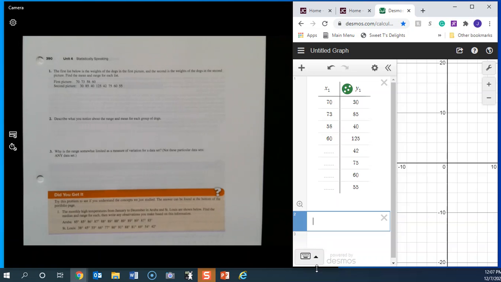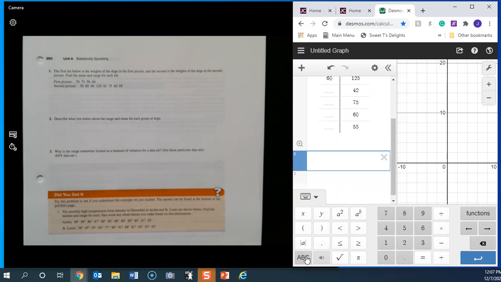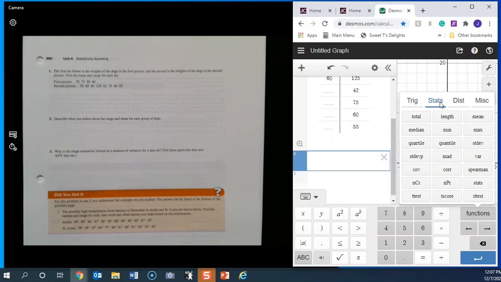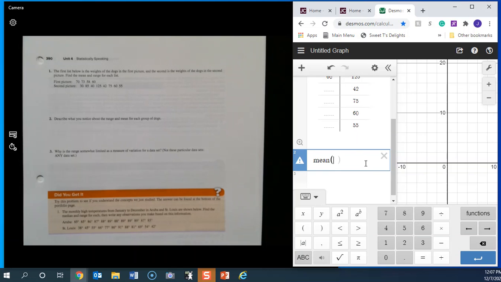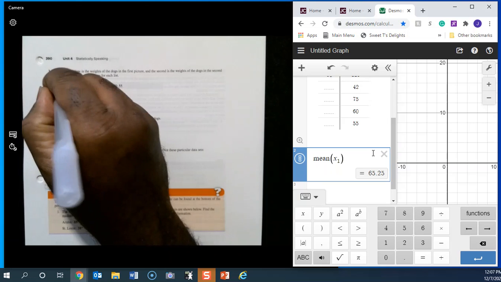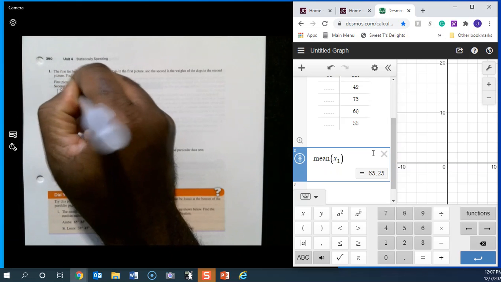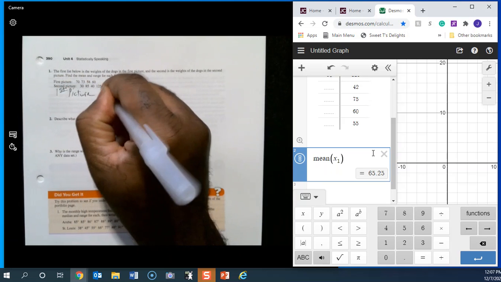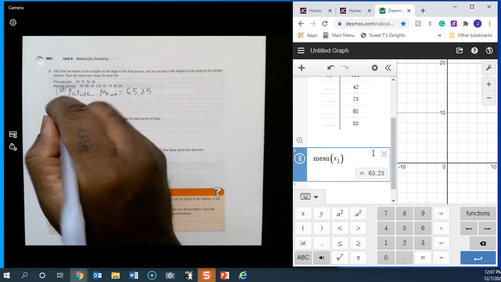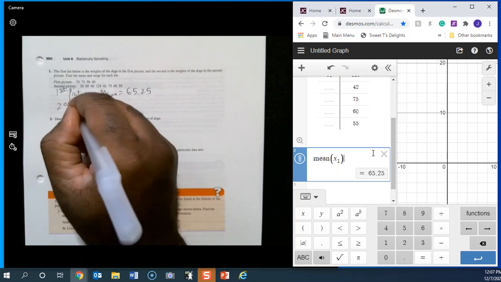So the first thing we would do here is hit the keyboard. We will go to functions, and then we will go to stats. Now we want the mean. So we'll put the mean, and we know X1 is the first picture. So we'll do the mean of X1, which will give us 65.25. So the first picture mean is equal to 65.25.